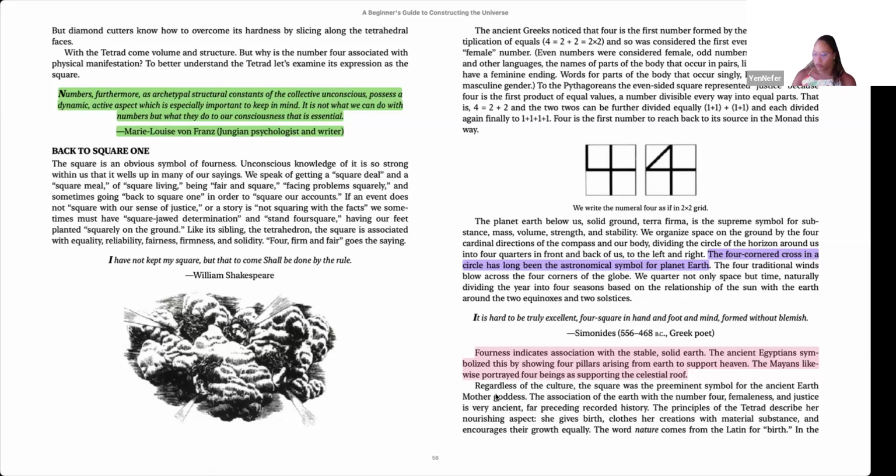Regardless of the culture, the square was the preeminent symbol for the ancient earth mother goddess.